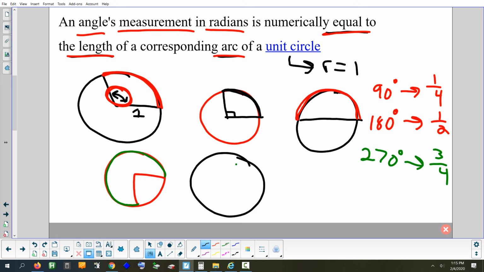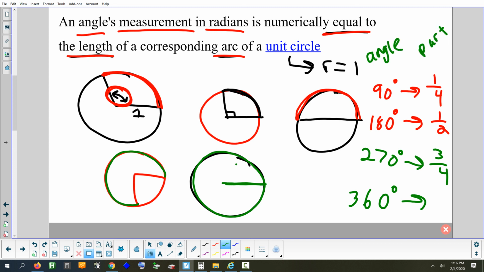Okay, so here's my circle. There's my initial side. There's my terminal side, right on top of it. And the arc takes up the whole circle this time. How many degrees to go all the way around? 360. So this is the angle in this column, and this is the part of circle in that column. What's the part of the circle that 360 takes up? One. One circle. It's the whole circle.